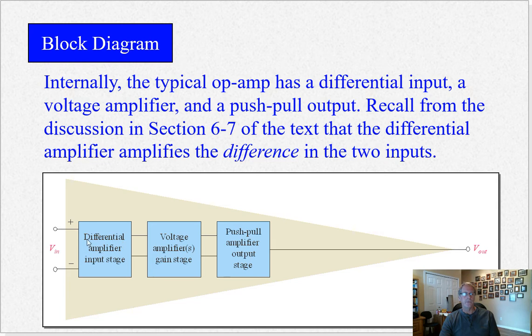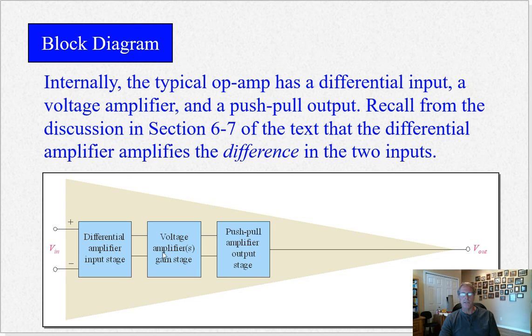Here's what's inside. Here's a differential amplifier stage. Again, it amplifies the difference between these two terminals. And what does that mean? If you put the same voltage on those two terminals, 1 volt here, 1 volt there, what are you going to get on the output? Nothing. Because they're both at 1 volt. It's called common mode, and we'll see that in a moment.